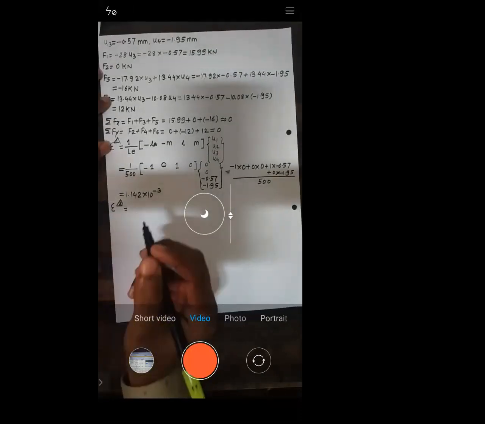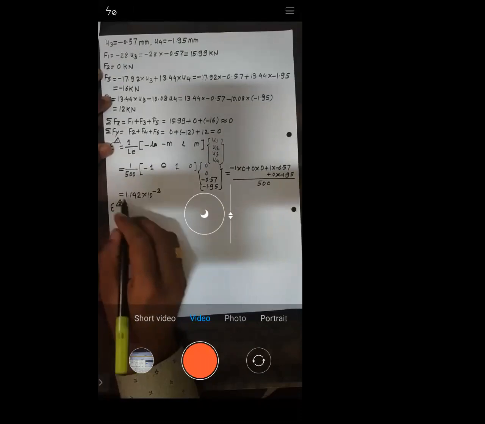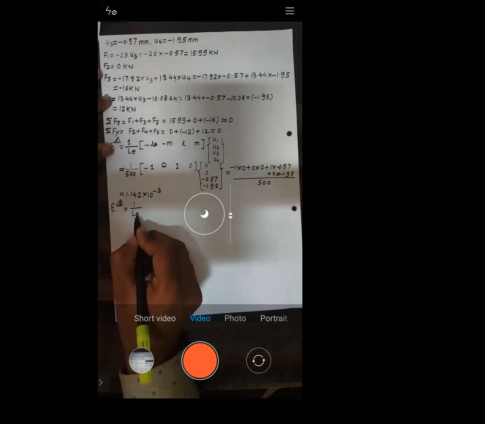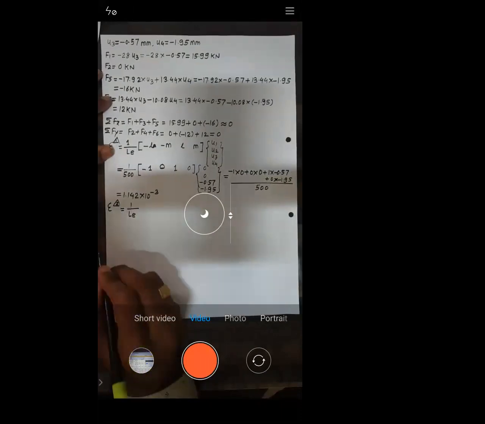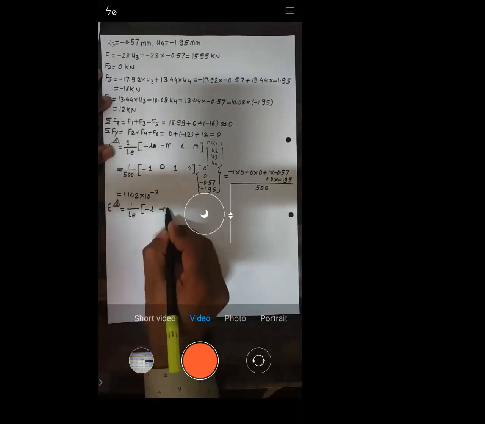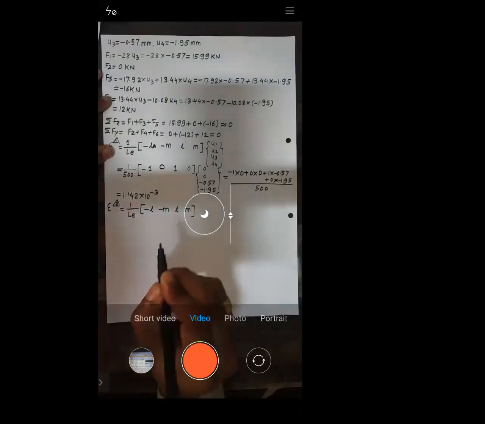Now we need to do it for element number 2. We need to calculate strain in element number 2. So I need to write down the same formula: 1 by length of element, into minus L, minus M, L, M. This is again for element number 2, into.